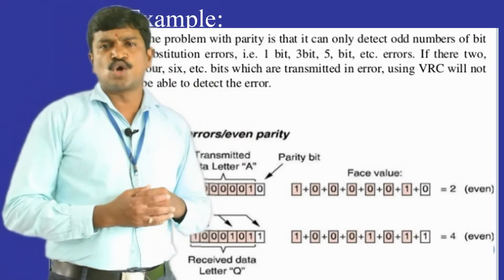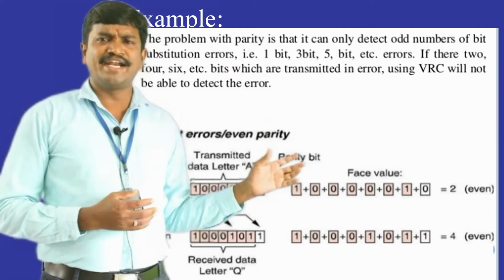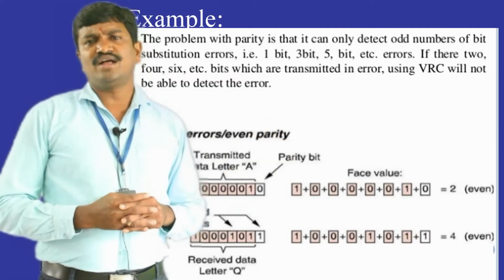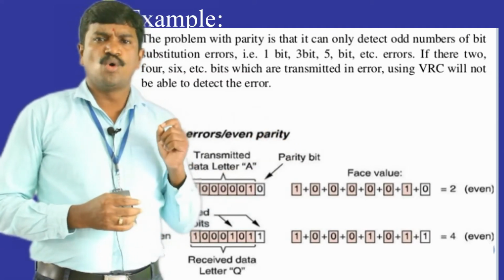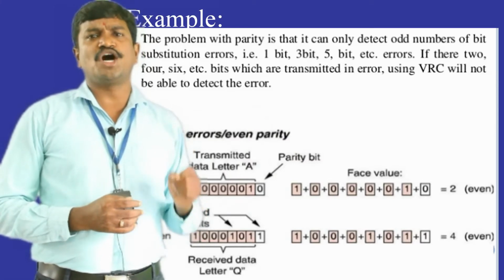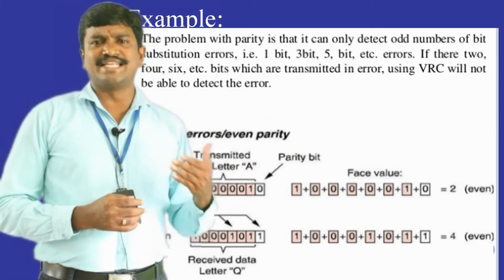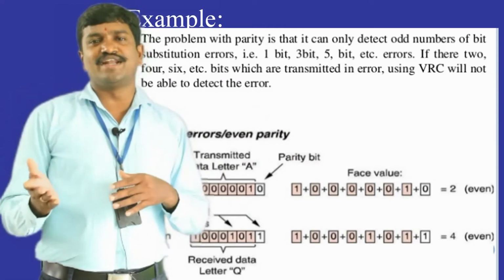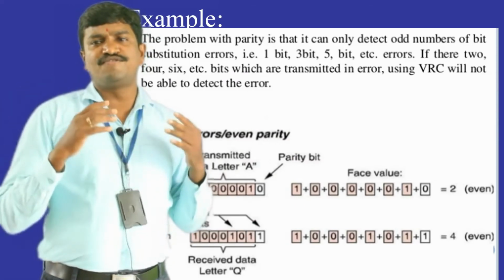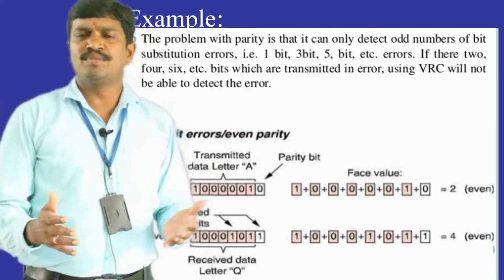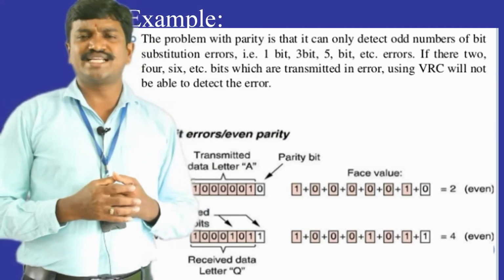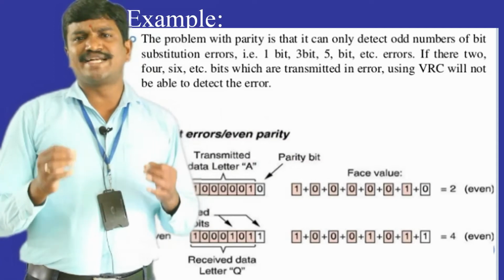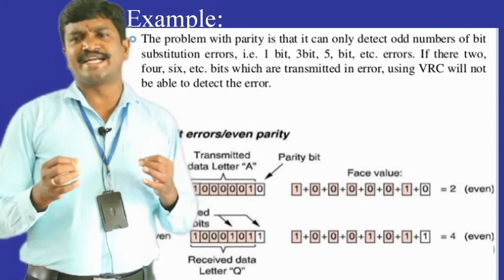So we conclude that the simple parity check method will work for detecting only odd bit errors. Only odd bit errors means 1 bit error, 3 bit error, 5 bit error, because then only we can differentiate which is even and which is odd. If 2 bits are subtracted from 4, it is still even. So that's the reason even numbers of bit corruptions are not detected by this method.